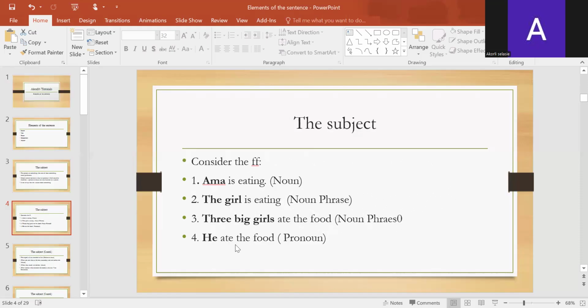We mentioned earlier on that the subject could be a pronoun. Now, one of the things that I think we got to do from here is that we can test what the subject can be by replacing each of these items by a pronoun. If the group of words or word can be replaced by a pronoun or is a pronoun, then that is a subject. Amma is eating. She is eating. The girl is eating. She is eating. Three big girls ate the food. They ate the food. He ate the food.